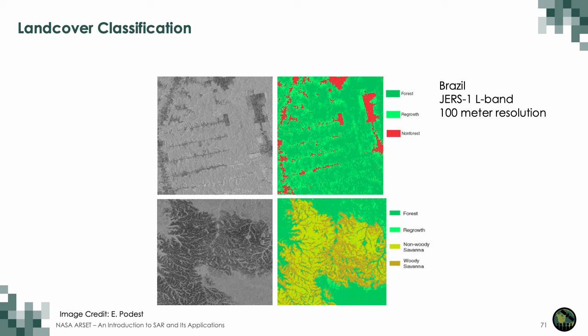So remember, radar is sensitive to structure and moisture. And in this case, you can clearly identify even just visually the differences in tone due to structure, due to the vegetation density. Now, the bottom image is a part of a savanna region in the Amazon, which is characterized by short woody vegetation as well as non-woody vegetation. And the classification on the bottom right shows that through machine learning, a supervised classification approach, these two different types of savannas can be differentiated.